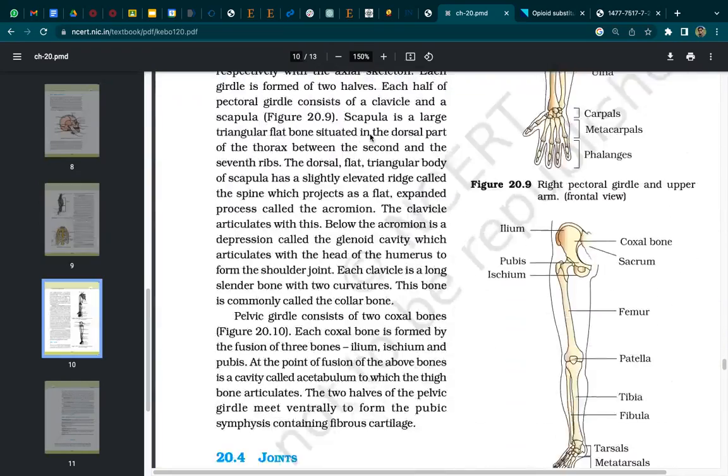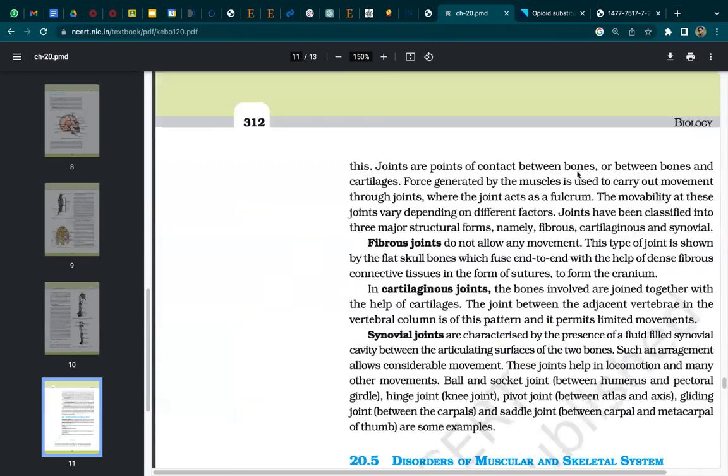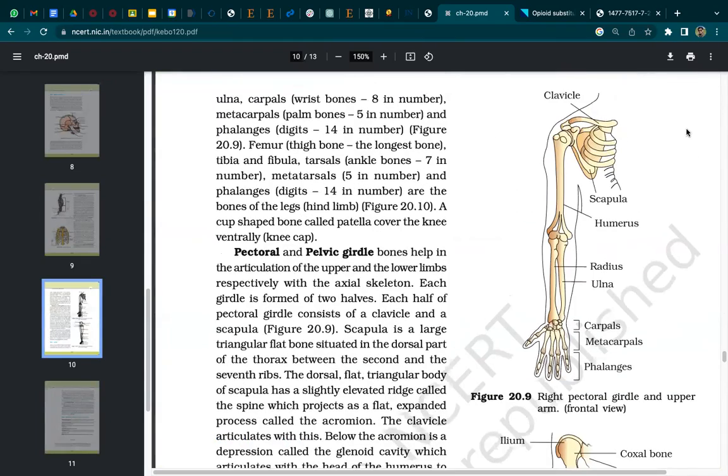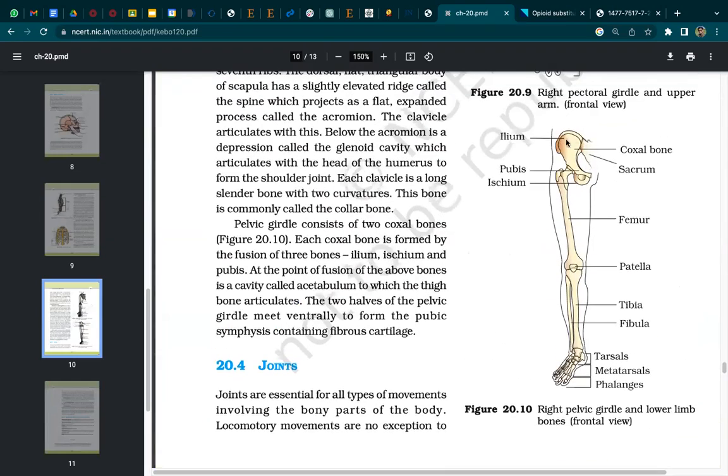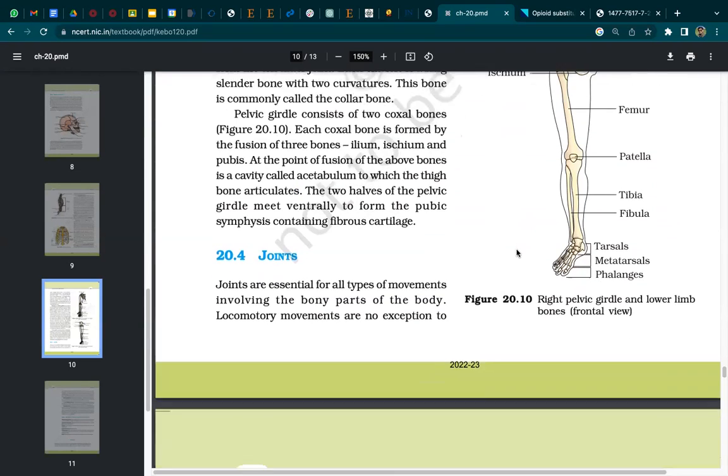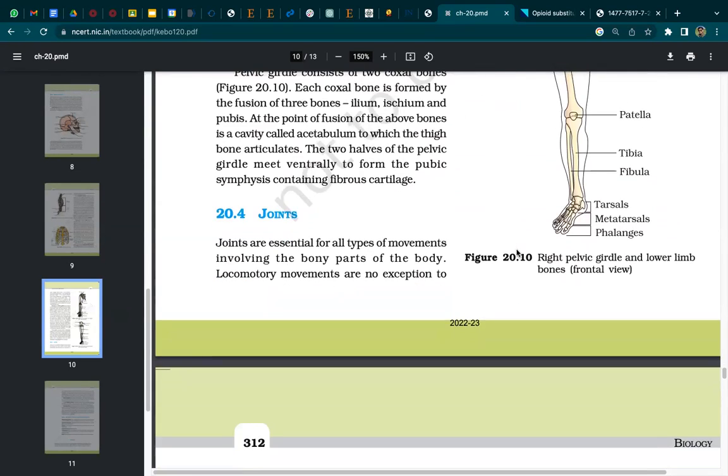So where are these rest 6 bones? 1 clavicle, 1 scapula here. On the other side also 1 clavicle, 1 scapula. That makes 4. And then in this region, you have this big coxal bone on both the sides. That makes 6. Okay. Cool. 206 total bones we counted.